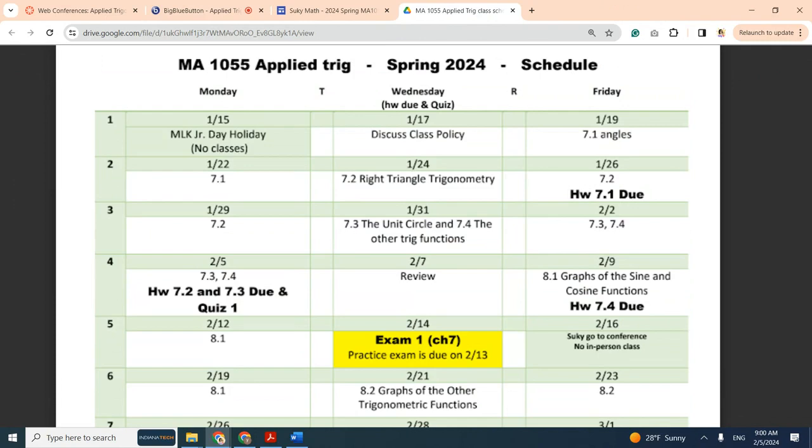You also have the first quiz, which is due today at midnight. Okay. So your quiz 1 will be about sections 7.1, 7.2, and 7.3. Okay, everybody? So today we have a quiz. Make sure you do the quiz before midnight.